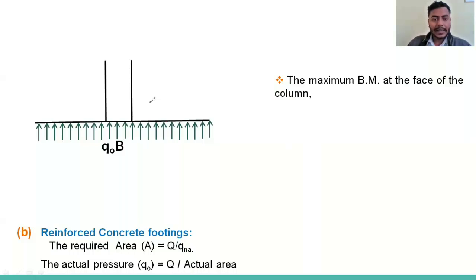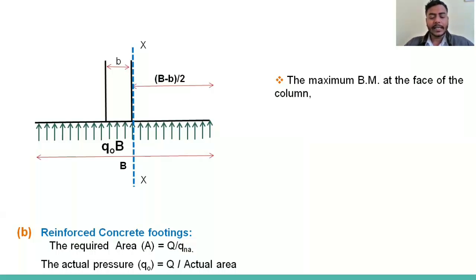Okay. So at the face of the column we have to calculate. The width of the column is small b, and we have to calculate the bending moment at the critical axis, that is the critical axis at the face of the column. So on the x-axis, we have to calculate the bending moment. You can calculate the dimension from the edge, that is capital B minus small b divided by 2.